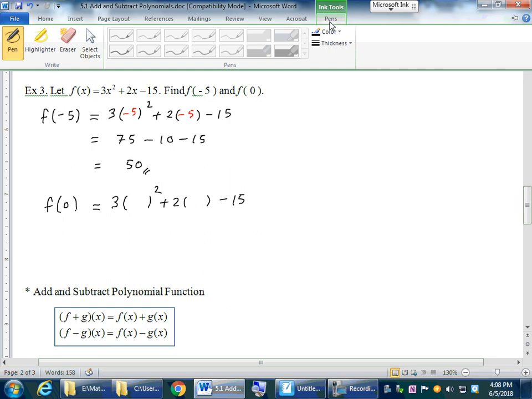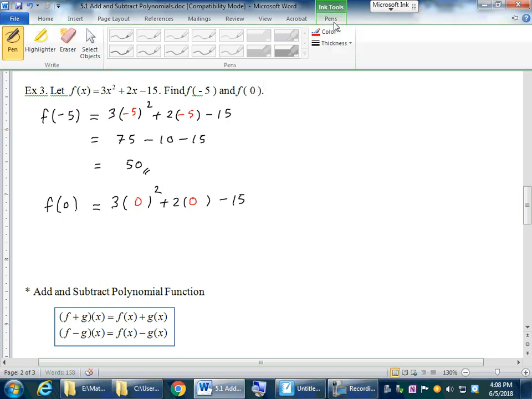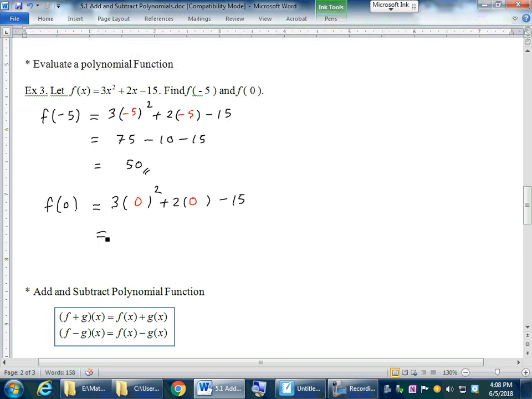So in this case, my input is 0. So I got my result, which is the final answer will be 0 plus 0 minus 15, which is negative 15 is my final answer.